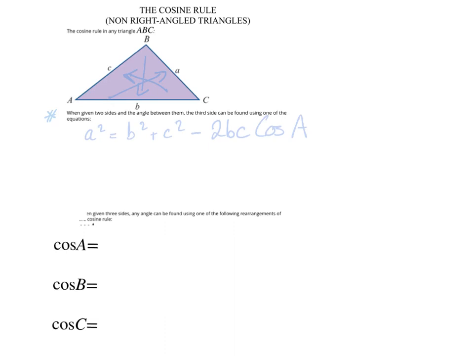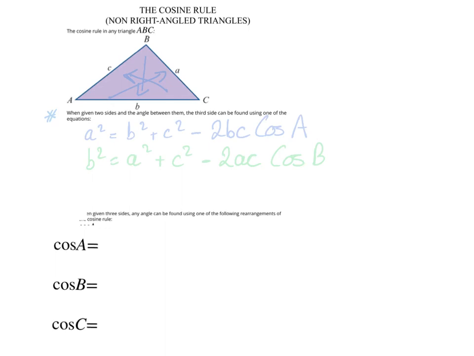Let's see another version when we have B as the actual subject. So B squared is equal to A squared plus C squared, so the other two sides squared and added together, minus 2 times those two sides, so 2 times A times C, times cos of angle. Well, we were looking for side B, so it's cos of angle B.